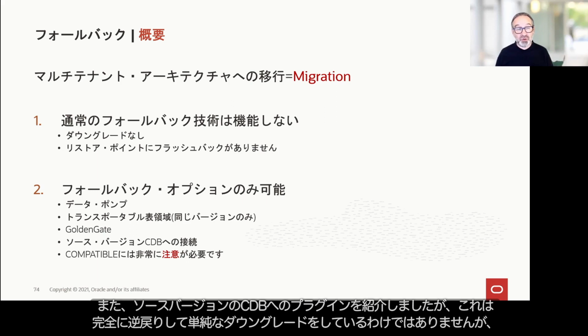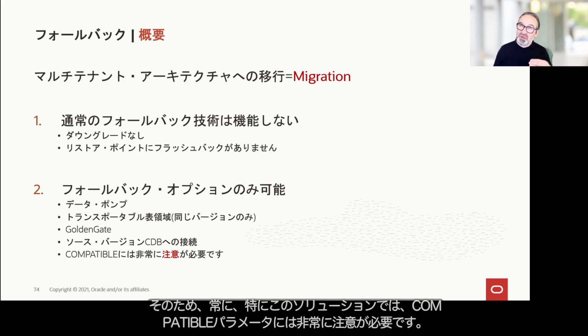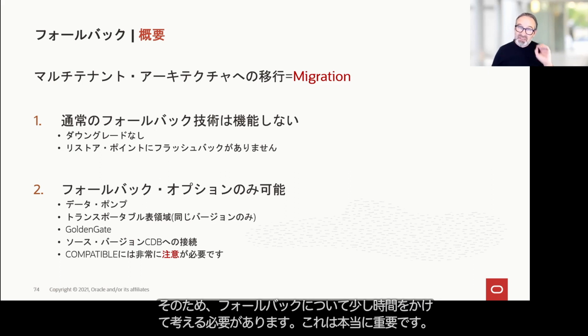Or, as we've shown, the plug into the source version CDB, which is not entirely going backwards and doing a simple downgrade. It's going backwards into the same release, but a CDB. So always be very cautious with the compatible parameter, especially in this solution. So spend a little time on thinking about the fallback.